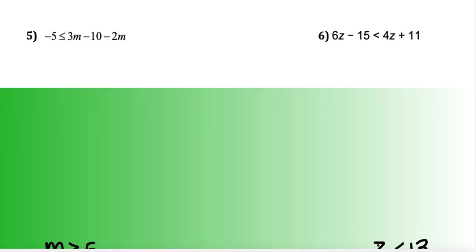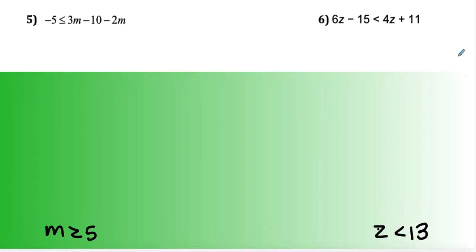All right, so then number 5. Number 5, you might have made a mistake if you just combined like terms and you left m on the right side. So first, you always want to combine like terms. There's no parentheses, so I don't have to worry about that. So that's going to give me m minus 10.